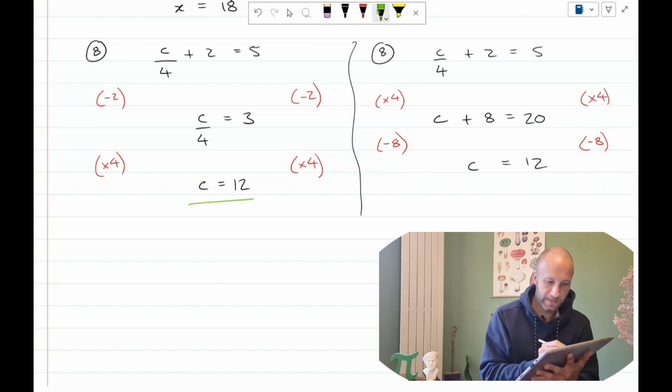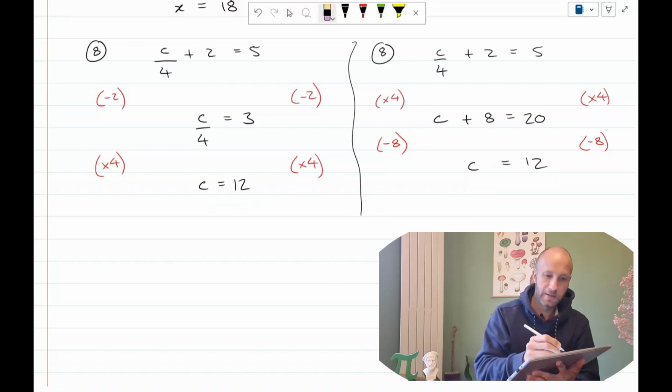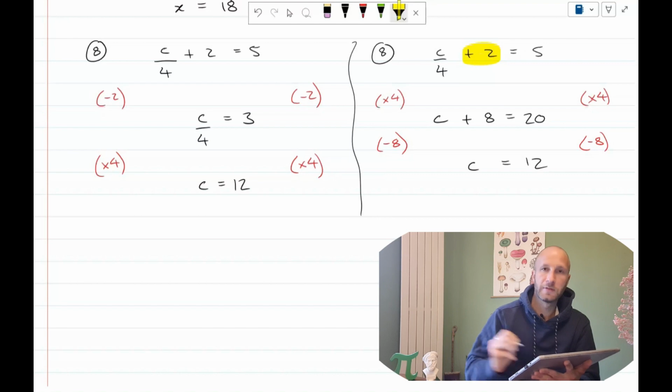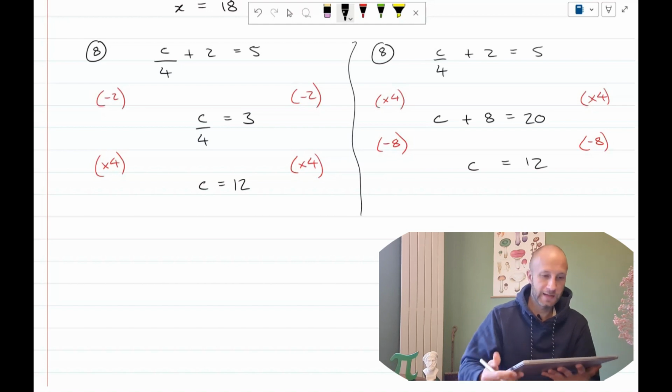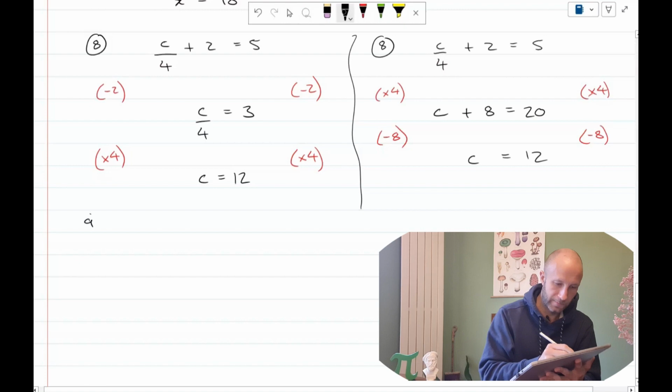Notice I get exactly the same answer in both cases. So either method is fine. It's good to be able to understand both and hope you can see why both methods work. But the second method, sometimes people forget to multiply the 2 by the 4 as well in this case. Sometimes multiplication first will work better. In this case, I'd probably say subtracting is a little bit easier because it will avoid that mistake for you.